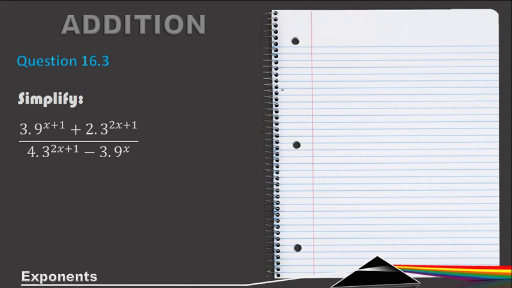Question 16.3. Now we have a base of 9 and a base of 3 here. So the first thing I'm going to do is change this 9 and this 9 also to the same base of 3. So I'm just going to rewrite that as 3 times 3 squared, replacing it in brackets for now, plus 1, plus 2 times 3 to the power of 2x plus 1, all over 4 times 3 to the power of 2x plus 1 minus 3 times 3 squared to the power of x.